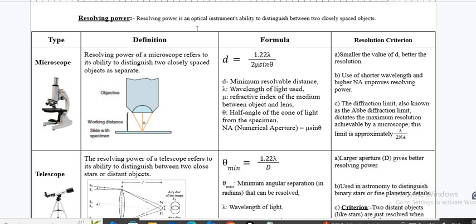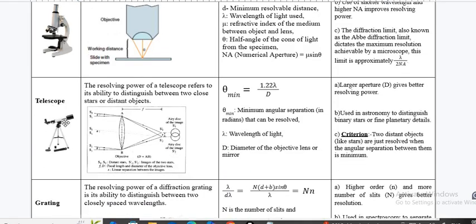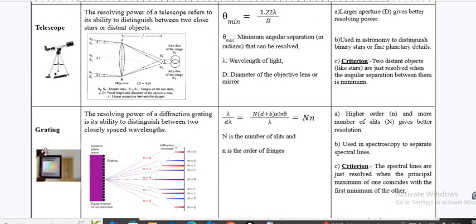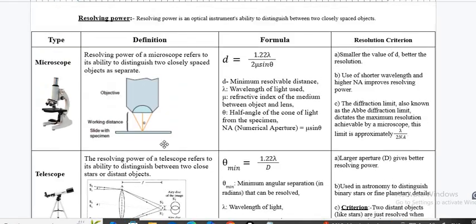Here we will discuss three optical instruments, the main three optical instruments. The first one is the microscope, the second is the telescope, and the third one is the grating. In a microscope we see closely placed objects. So small objects we distinguish by using a microscope.